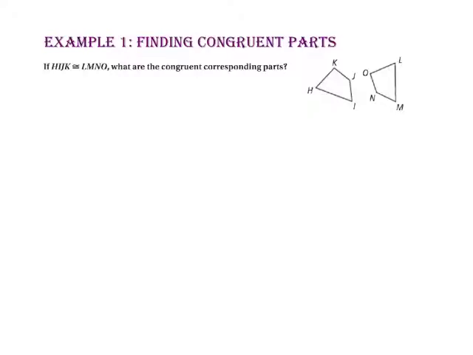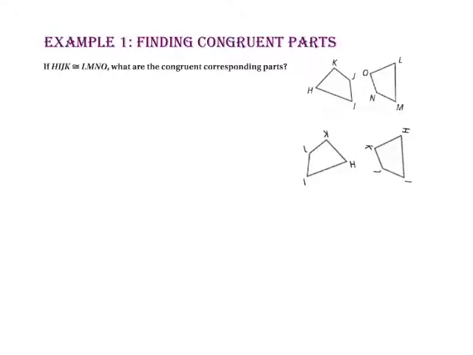In example 1, we will find congruent parts. If polygon HIJK is congruent to polygon LMNO, what are the congruent corresponding parts? I find it easiest to use the congruence statement to match up our congruent corresponding parts rather than looking at the figures, especially if, like this one, the figures have been rotated and reflected. Notice polygon HIJK is first reflected, then rotated in order to become figure LMNO. That's a little more work than using the names.